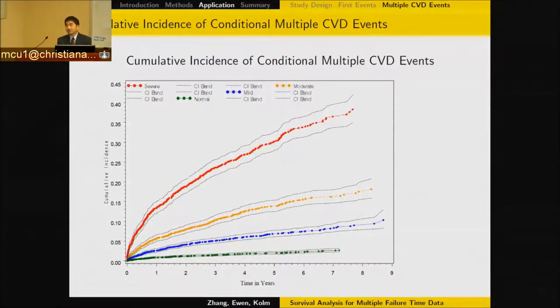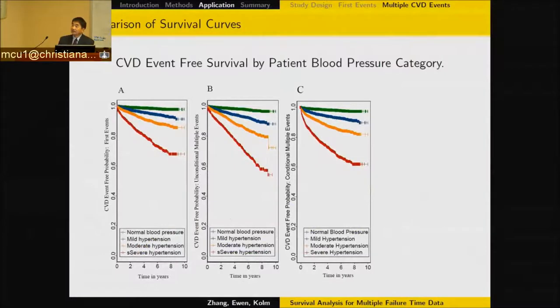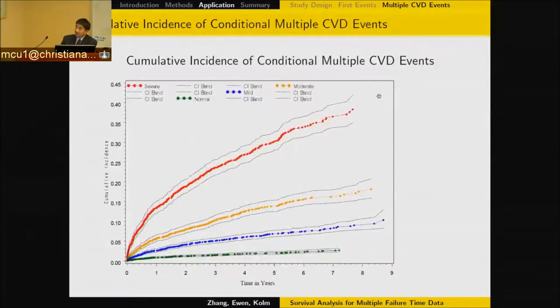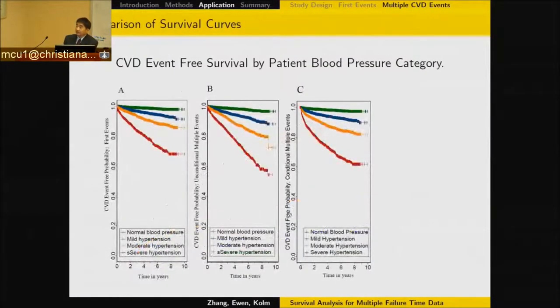These results captured all of the comprehensive information, including the multiple events, based upon our proposed method. And we can see this is the CVD event-free survival by patient blood pressure category. So if we look here, this is the event curve, and this is the event-free, and the relationship is just one minus the other, which is complementary. Next question.